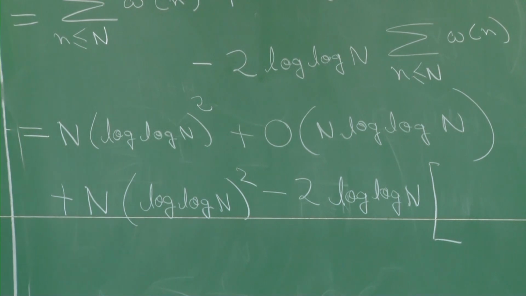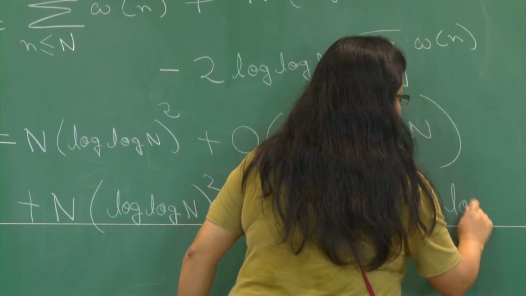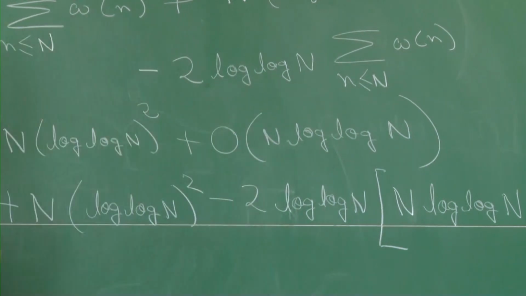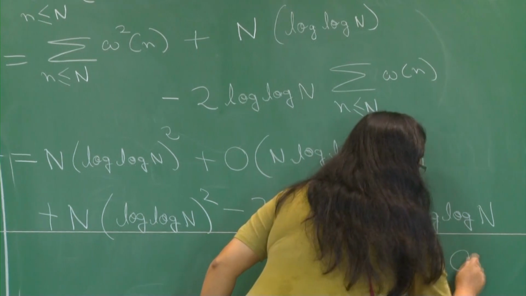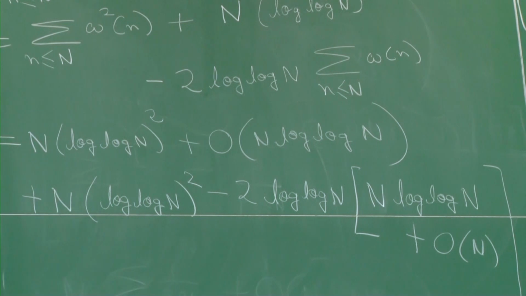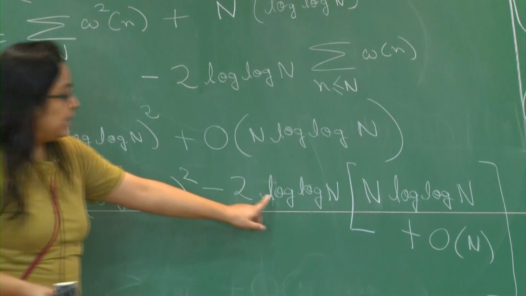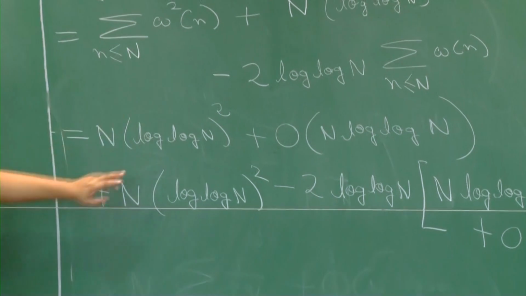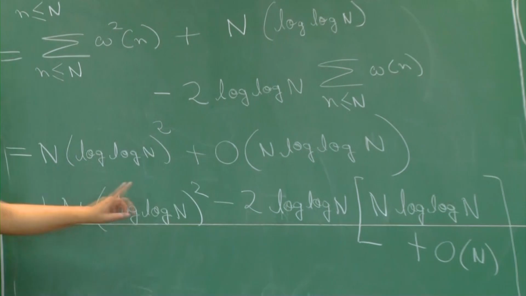And what do you have in the summation? It is from our previous class, N times log N plus O of something smaller, right? I believe it was just O of N. Now, what is happening is, this O of N log N just gets absorbed in this error term here. So, nothing to worry about there, the order of the error term remains bounded by O of N log N.